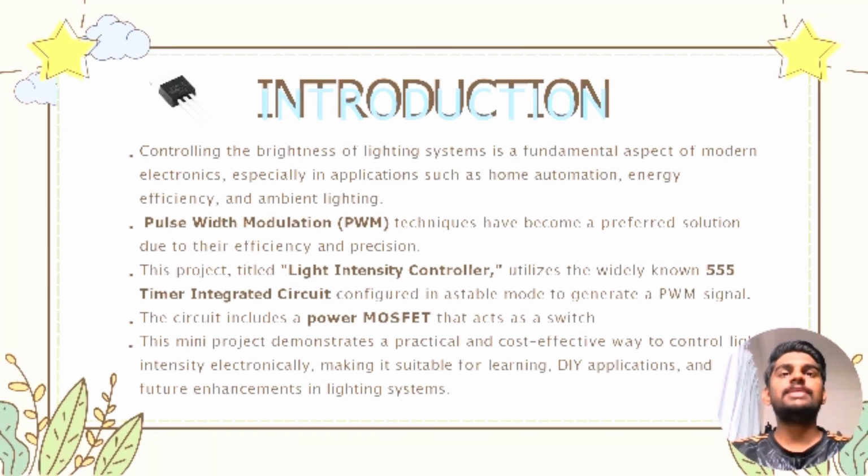This project titled Light Intensity Controller utilizes the widely known 555 timer integrated circuit configured in astable mode to generate a PWM signal. The circuit includes a power MOSFET that acts as a switch. This mini project demonstrates a practical and cost-effective way to control light intensity electronically, making it suitable for learning, DIY applications and future enhancements in lighting systems.